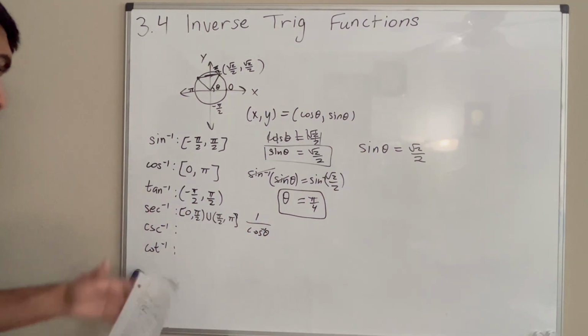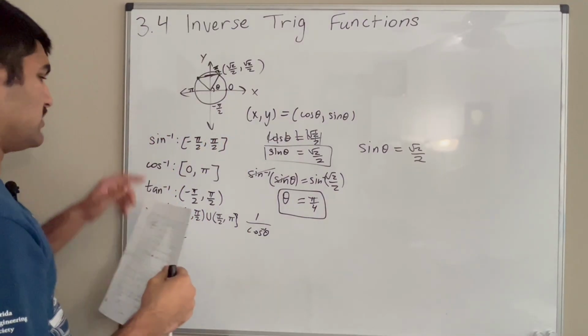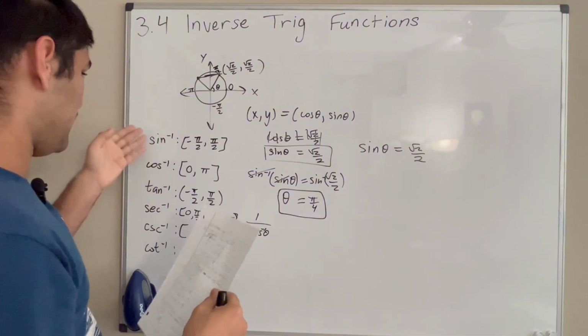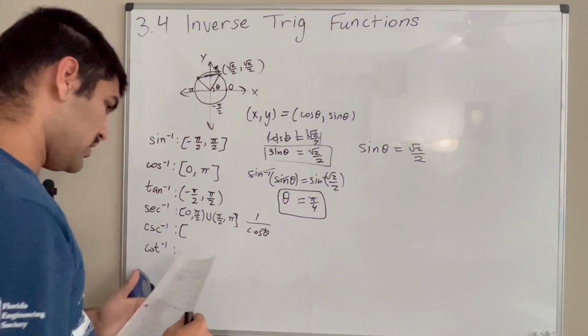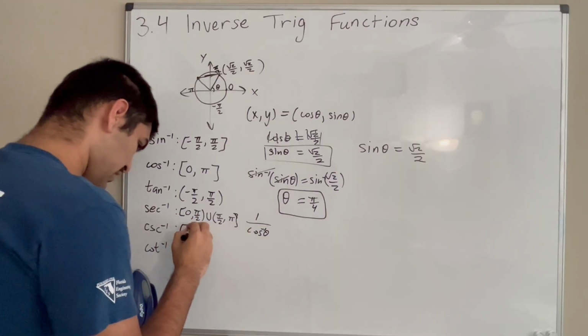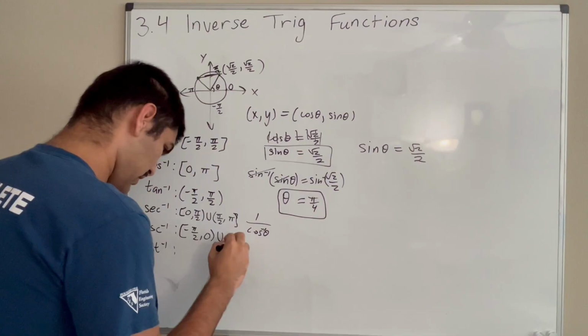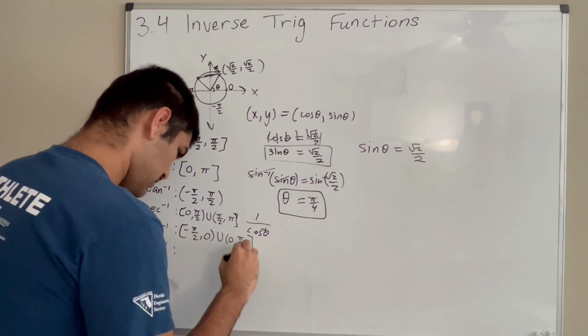For inverse cosecant, same thing, right? It's the same as sine, but we just exclude where sine is equal to 0. And in this case, sine is equal to 0 at 0. So this is why for inverse cosecant, the range is from negative pi over 2 to 0, union 0 to pi over 2. Okay.